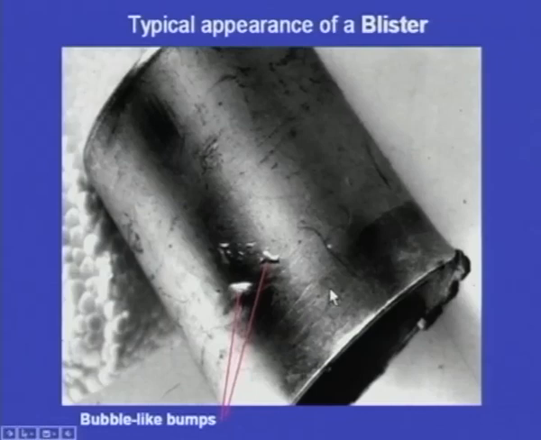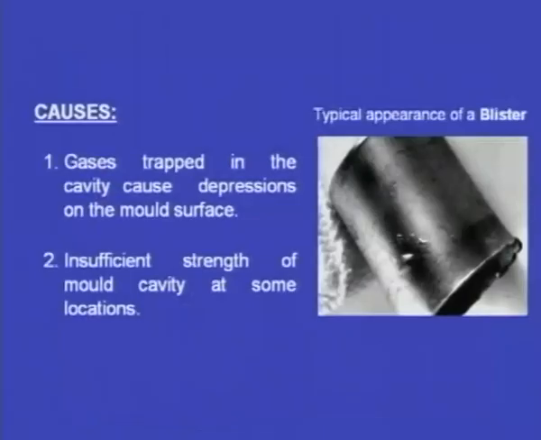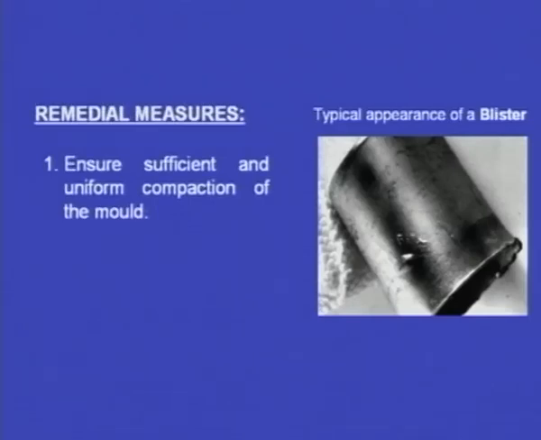And what are the causes for this blister? Gases trapped in the cavity cause depressions on the mold surface. Some depressions are created because of the gases trapped in the cavity, and the molten metal goes into the depression and forms this blister. And again another reason is insufficient strength of the mold cavity at some locations. There these depressions will be occurring. And what are the remedial measures to be taken? Ensure sufficient and uniform compaction of the mold.